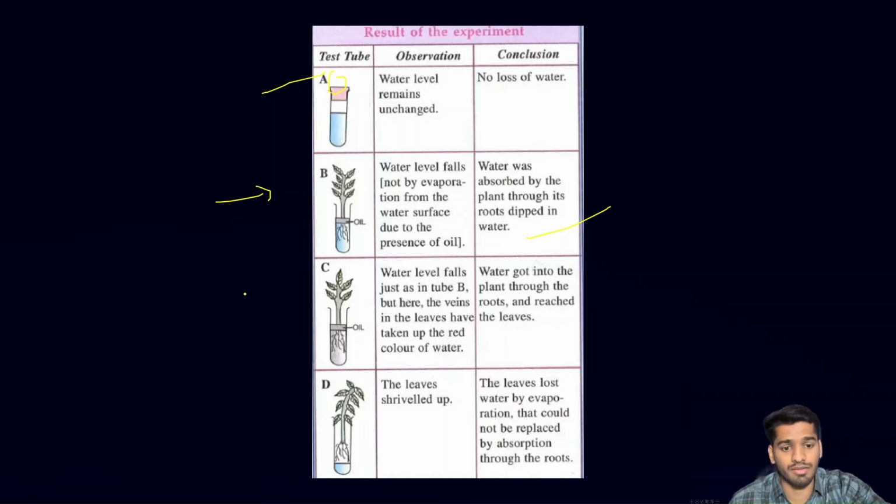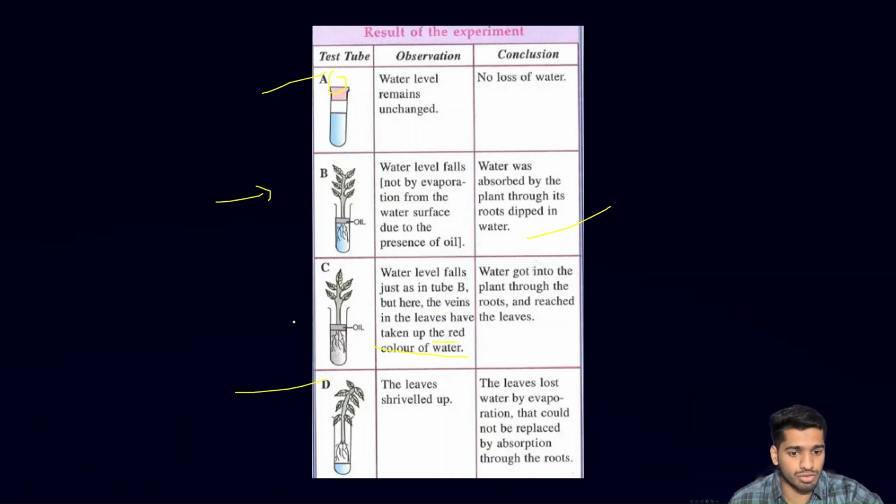After that, the third one, in this, it is going to prove that the water was absorbed by the roots, because the entire plant color gets changed. So it is going to show some red like color. So its root and leaf all have changed its color. So the water has got into the plant through the roots.